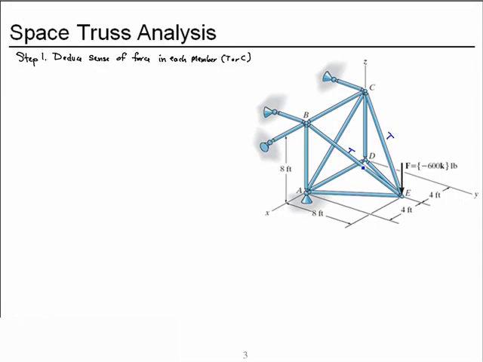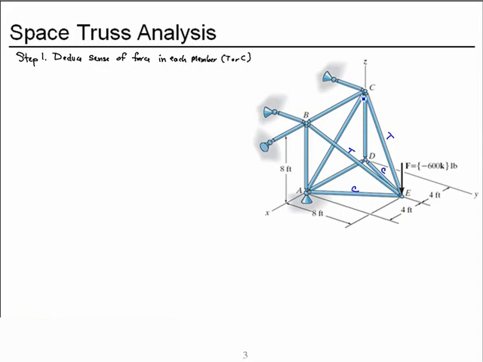Now if these are in tension, pulling back towards the XZ plane from E, well, that means that something's got to push point E back out in the Y direction. So we'll predict these two members are going to be in compression in order to balance out those two members in tension.